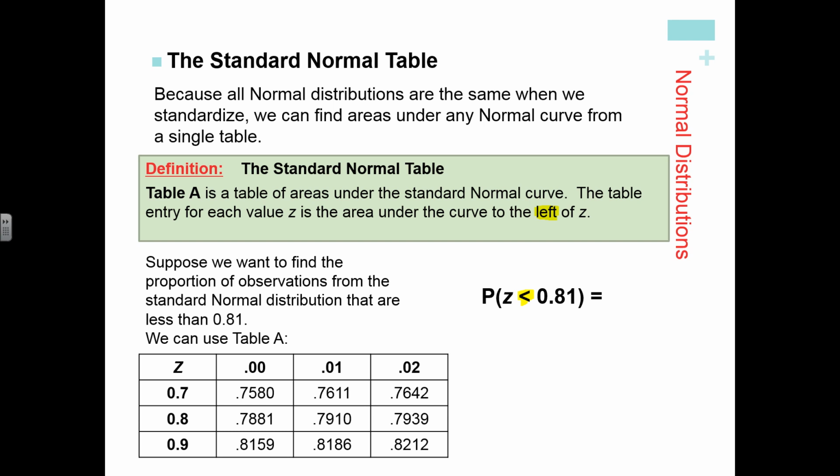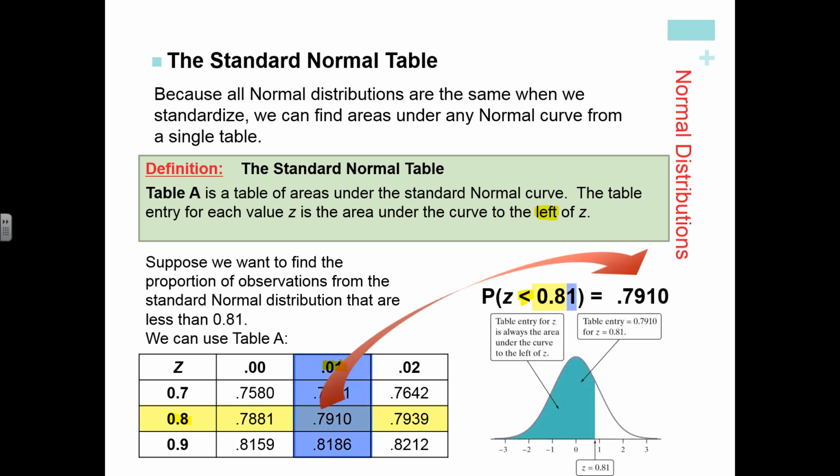The first thing I'm going to do is find the 0.8 along the side, and along the top I'm going to find the 0.01. If I add those together, 0.8 and 0.01, I'll get 0.81. Then I'm going to find the intersection between that row and that column. Here's my 0.8 row, and here's my 0.01 column. The intersection is right here at this 0.7910.